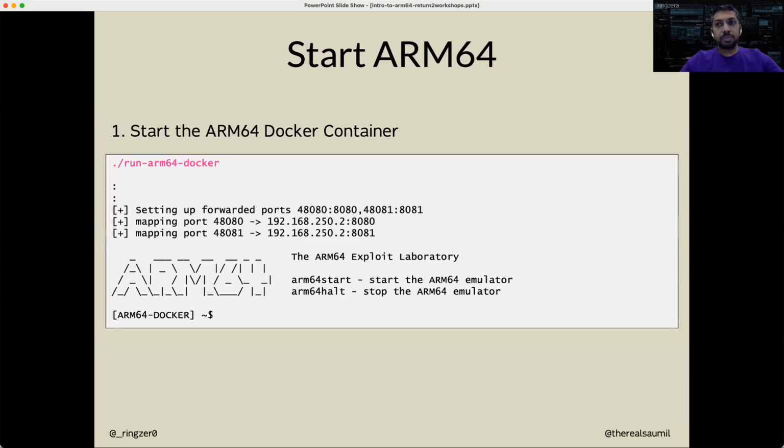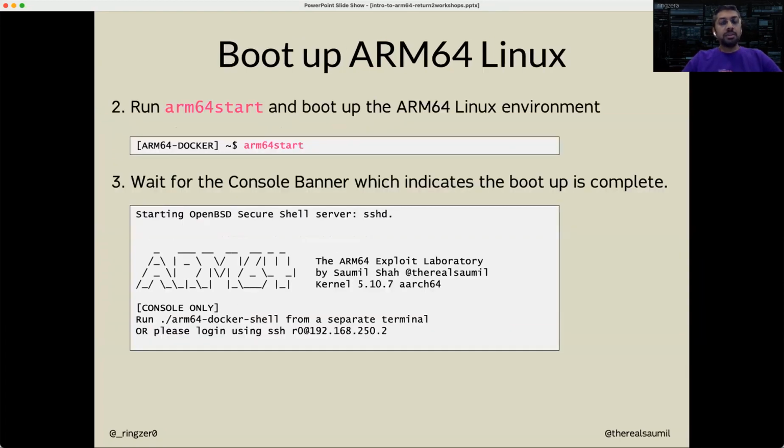I typically leave this part. I don't use this as a main workspace. The only thing I'm going to do in that workspace is run this command called ARM64 start. This will fire up QEMU and the emulated environment. And after a minute or two, you should see this console-only prompt come up, which means that the ARM64 environment is ready to use. I'm going to perform these steps side by side as well. But first, I want you to walk through this.